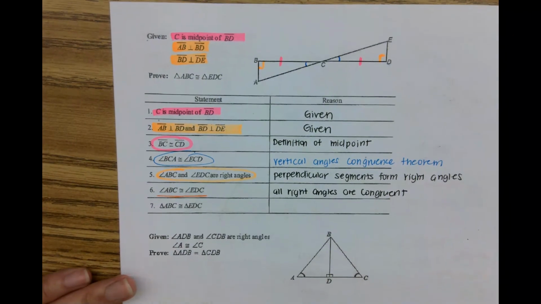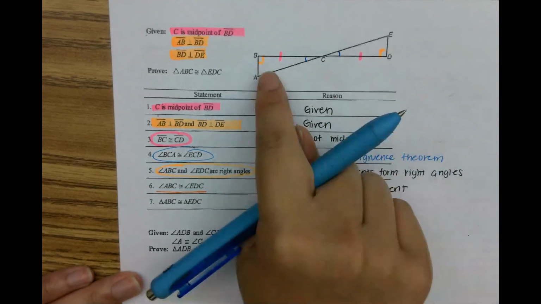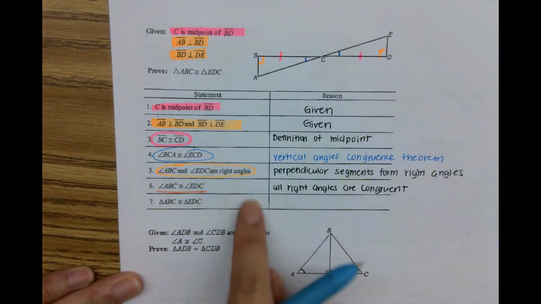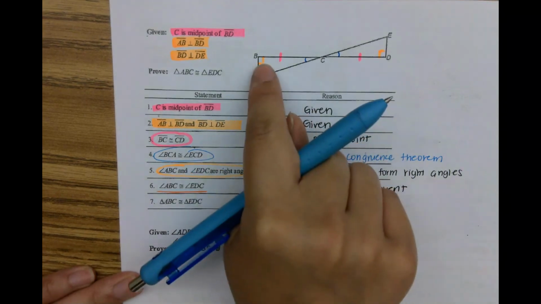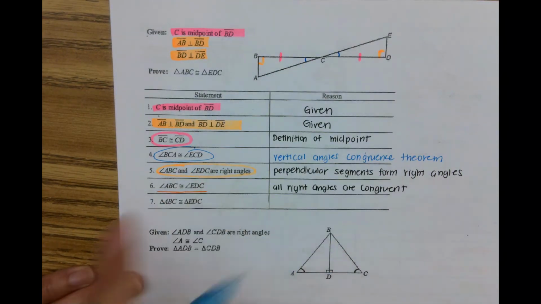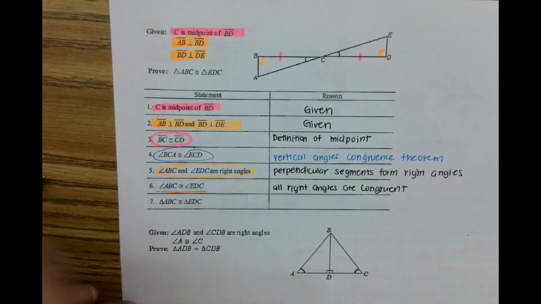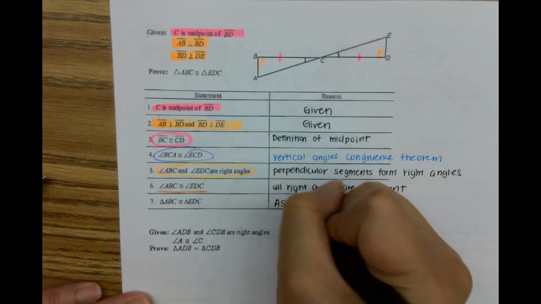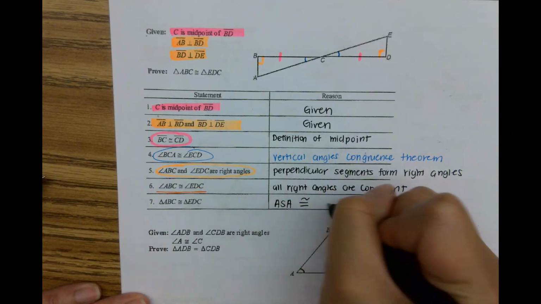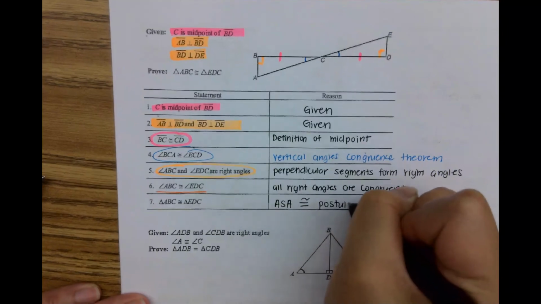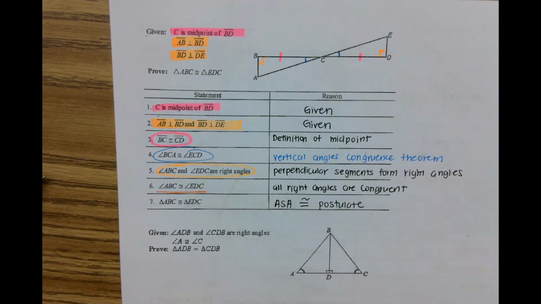And then after that, I have enough to fill out why the triangles are congruent. So here I have angle, side, angle. And so because of angle, side, angle, these triangles are congruent. So, angle, side, angle congruence postulate.